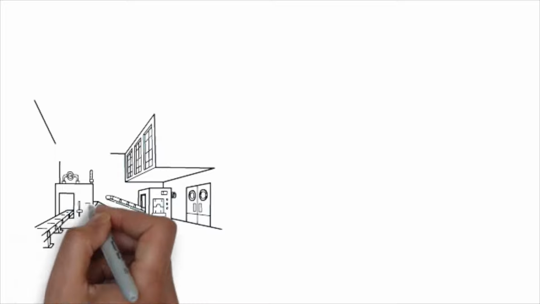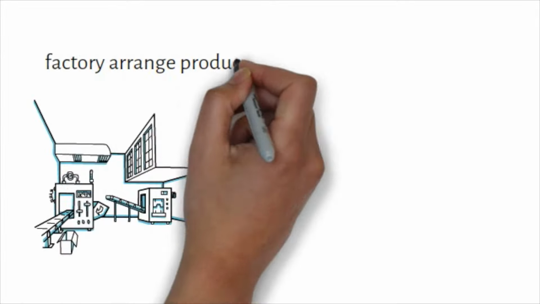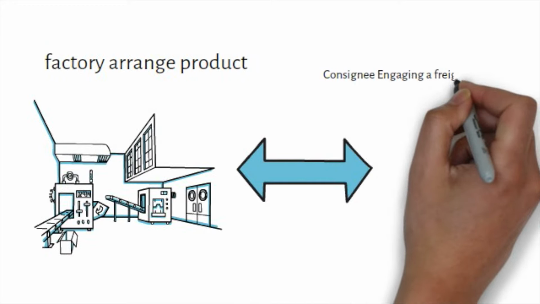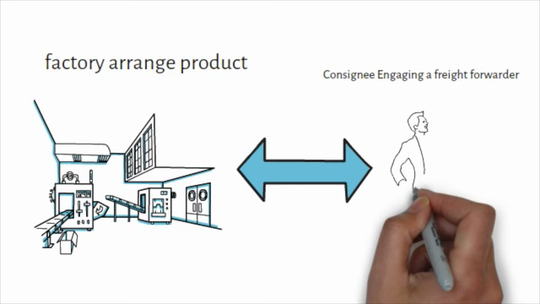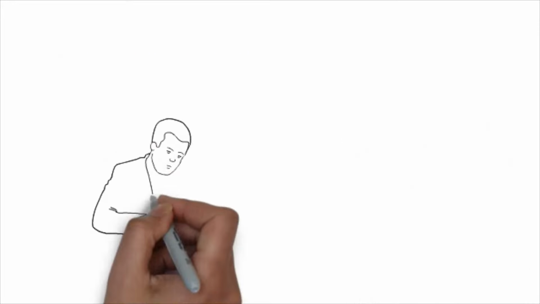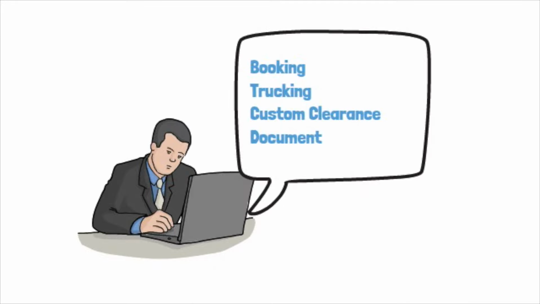Once all is sure, then the supplier will arrange product production and check when it will be ready. And then the importer will engage a freight forwarder. Once the freight forwarder is confirmed, they will arrange booking, tracking, customs clearance, and documents. Many customers want to find a freight forwarder who arranges one-stop service.